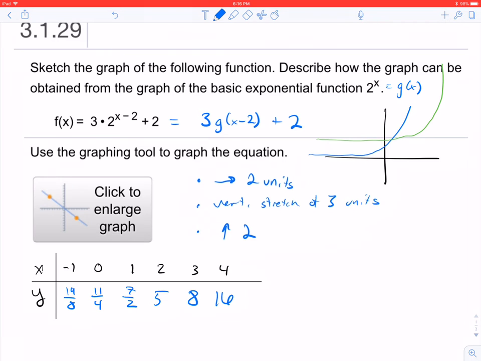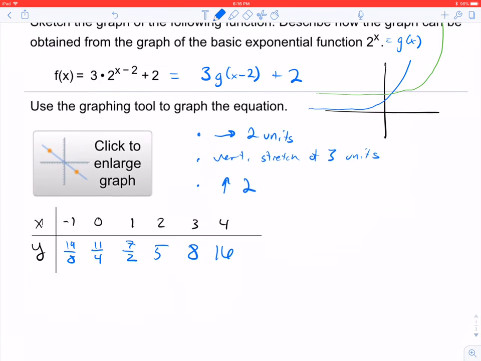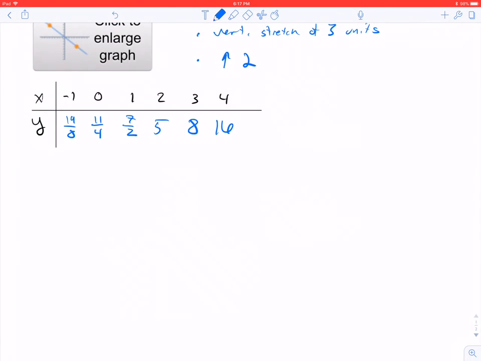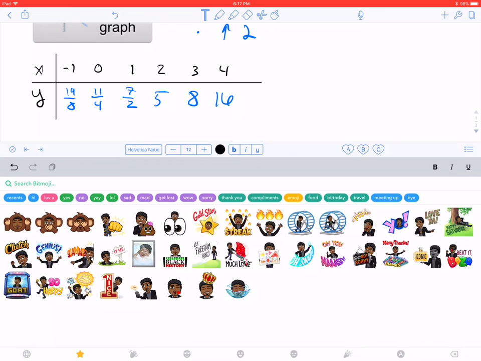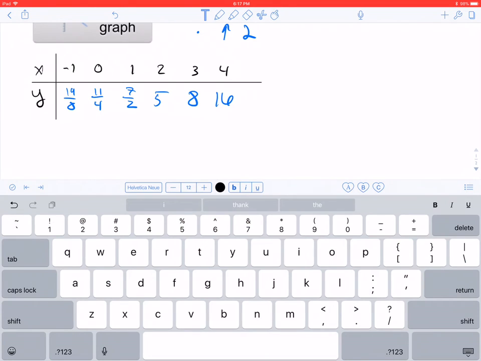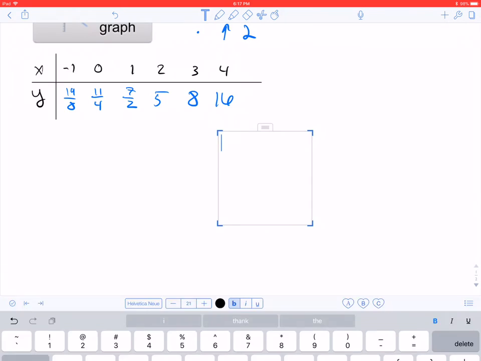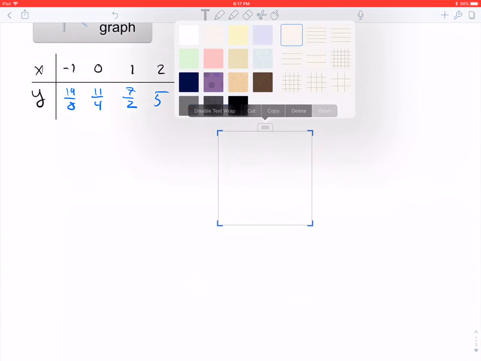So my x's went from negative 1 to 4. My y's went from kind of close to 0 to about 20. So if I was going to do this by hand, my x's are kind of on the right and then above the y-axis. So we're almost centered around quadrant 1. So let me actually do it like this. I want to go like here. Come on. Text box, there we go. I want some graph paper.